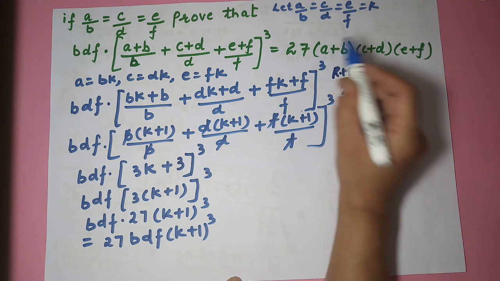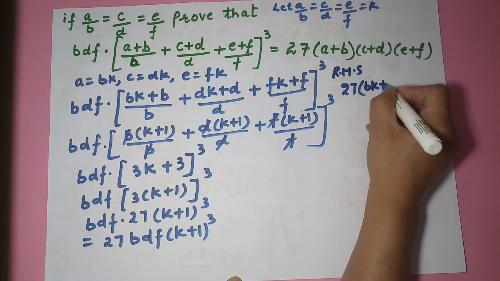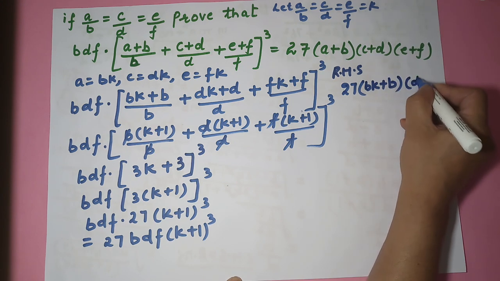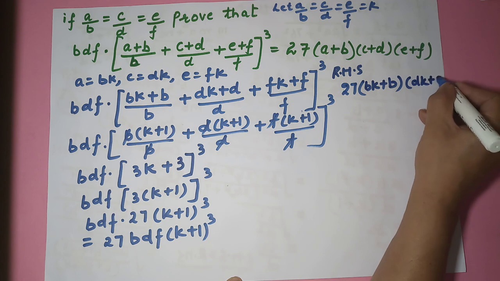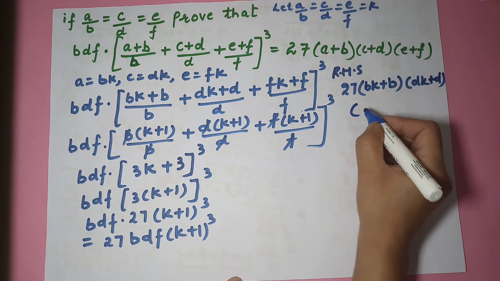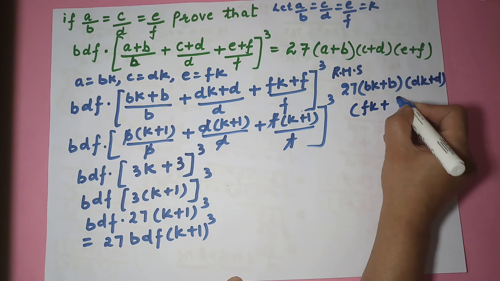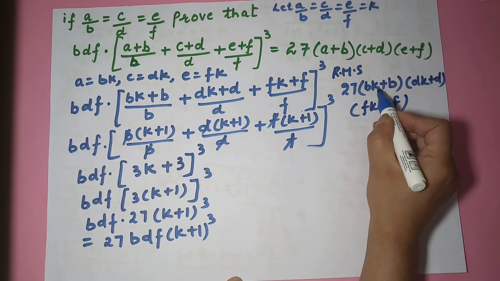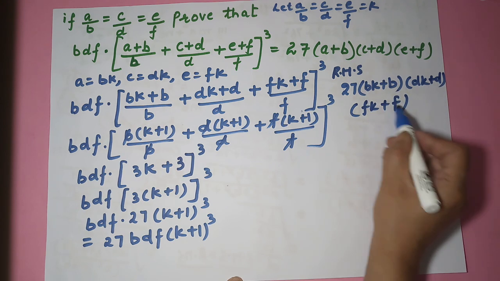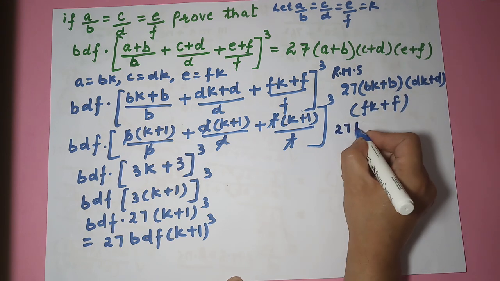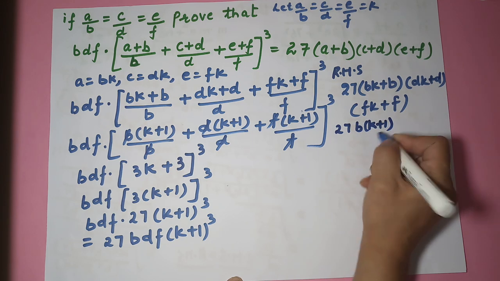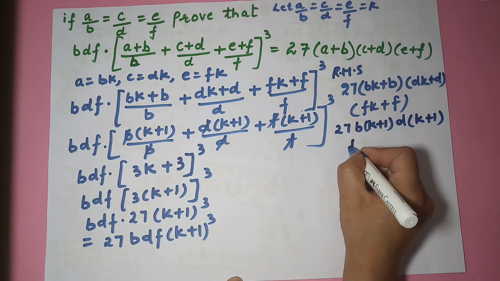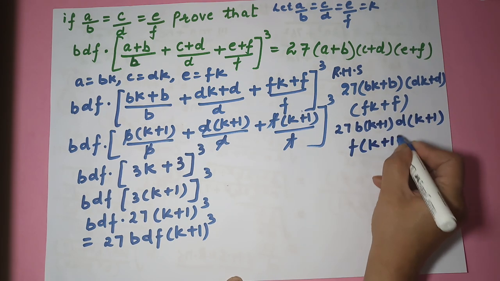In place of a I will write bk, then I have b, I'll write it as it is. In place of c I can write dk, and then I have d, I'll write it as it is. Then in place of e I can write fk and then f. Right? Now here you can see that between this term and this term, here we can take b common and inside I'll get k plus 1. Here I can take d common, inside I can get k plus 1. Here also I can take f common, so inside I'm getting k plus 1.